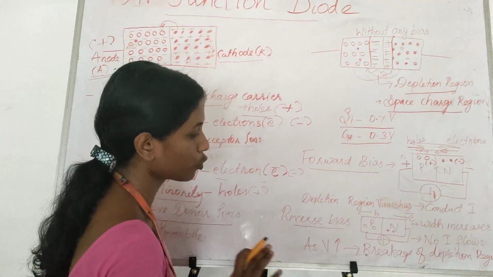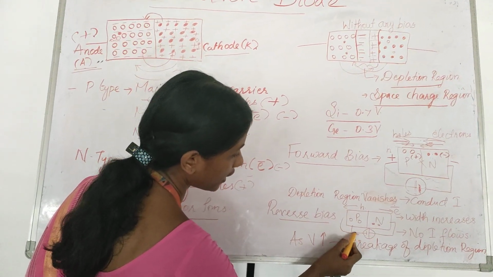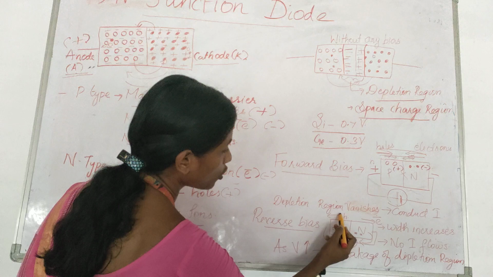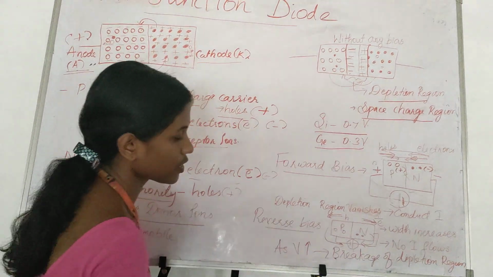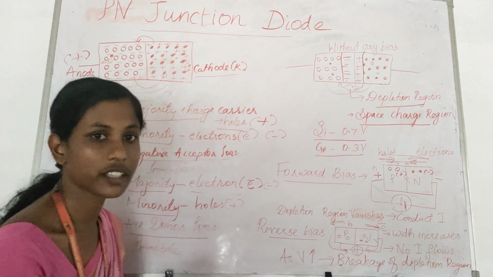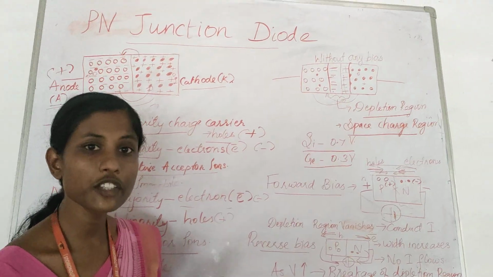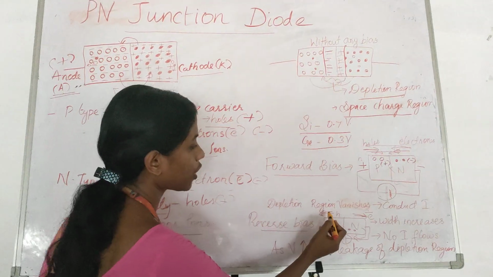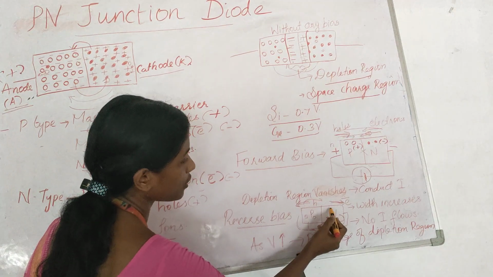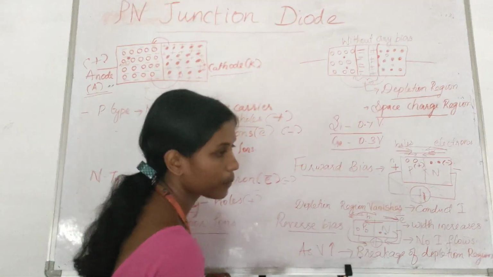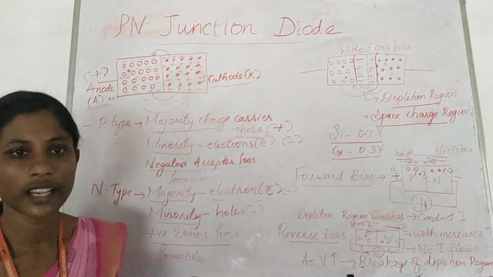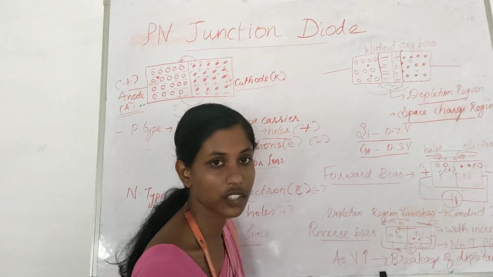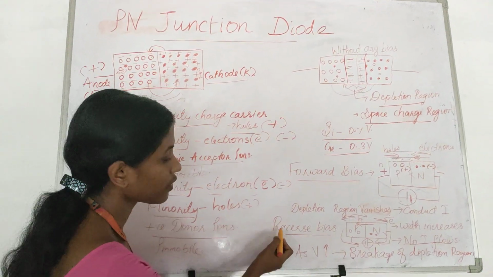So what will be the nature of movement? Here holes will be attracted towards the negative charge and electrons will be attracted towards the positive charge. So electrons and holes move away from the depletion region, and the depletion region width increases. As the width increases, the holes cannot move across and electrons cannot move from N to P. That means charge carriers are not crossing the junction, so no current will flow through the junction during reverse bias.